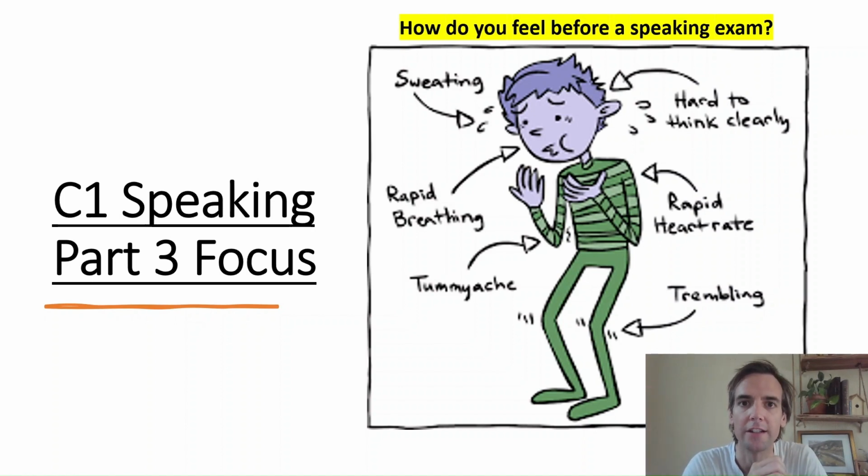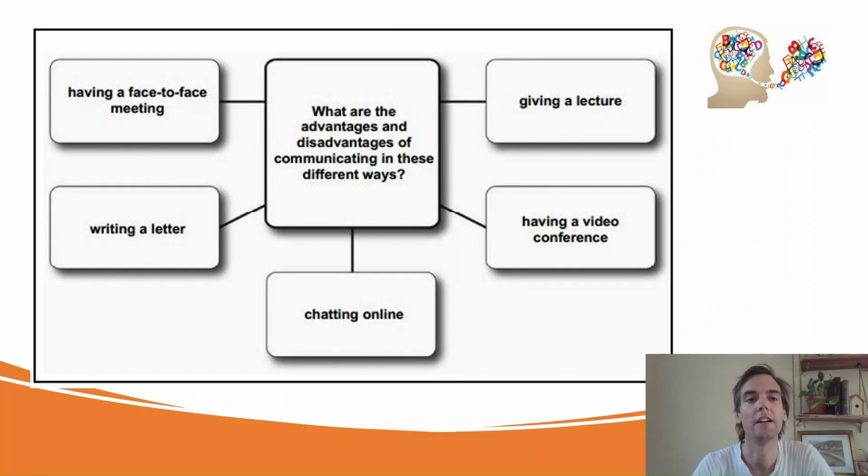You will be prepared, you will know what to expect, you will have the tools available to do well in the speaking exam. So let's get into part 3. What is part 3? Part 3 is all about having a conversation. You are given a diagram like this with a question in the center. A question that is normally a bit complex, abstract, some social topic, where you need to demonstrate a high level of language to be able to talk about it well.